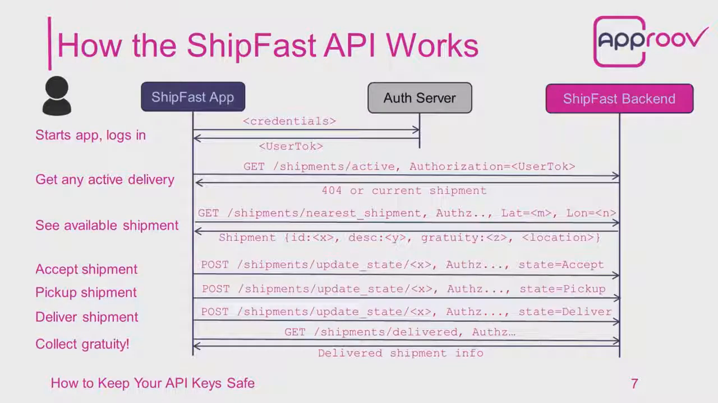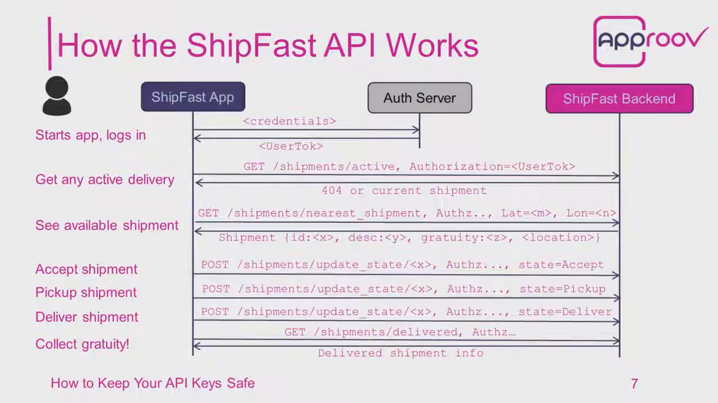Looking at this from a transaction perspective, this is what's going on between the app and the back-end API. We've got an initial login process where you go to an authorization server and are given an OAuth token. That's the first login process. Then, using the OAuth token, you get your active delivery, which initially is going to be just a 404 because there's no active delivery. This is a communication from the ShipFast app to the back end.